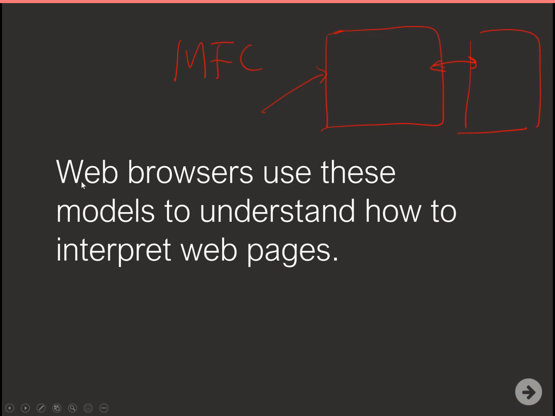Web browsers use these models to understand how to interpret web pages. That means in a web browser you can open multiple pages, and each page is an object. Is it correct? We can open multiple tabs, and each tab is an object. So we just build the concept like this.